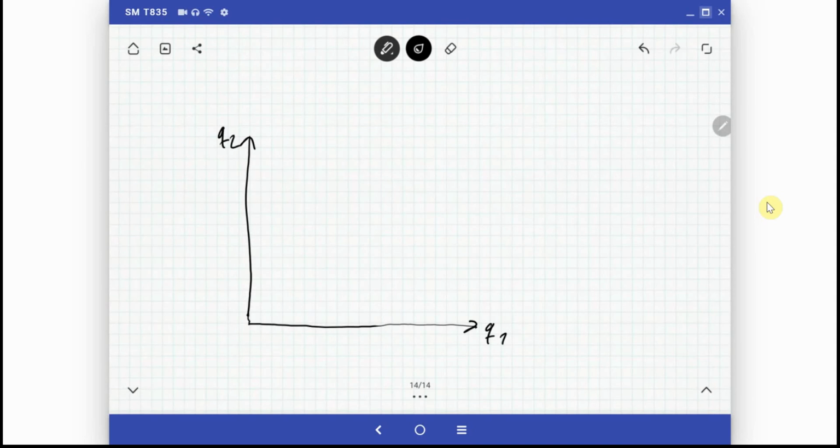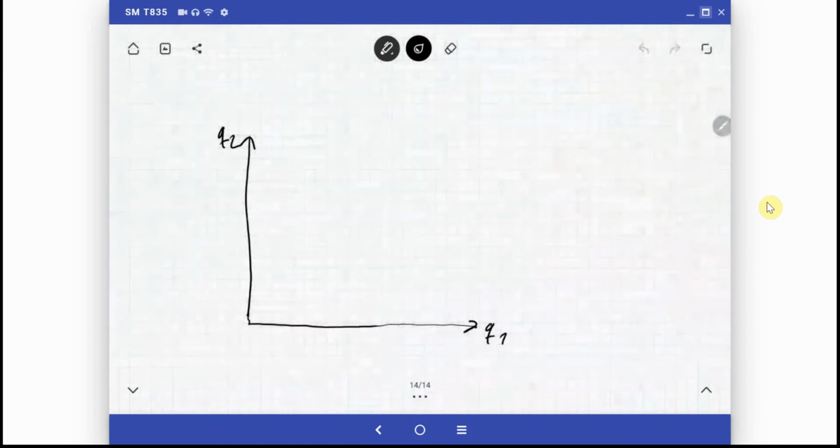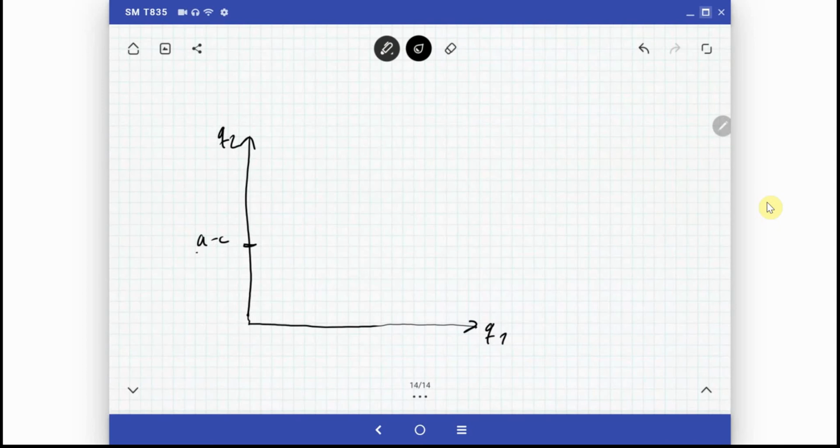So what is the reaction function of player 2? Let's plot it first. It starts at (A minus C) over 2, and then it goes like this. Every time we go 1 to the side, we go 1/2 down, meaning that here we will have A minus C. So similarly, we can plot for the other player.